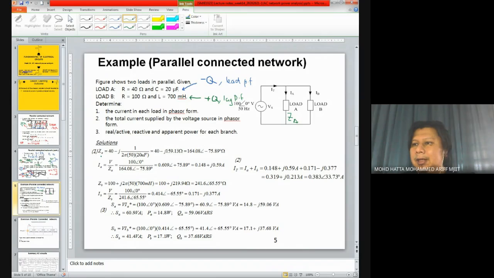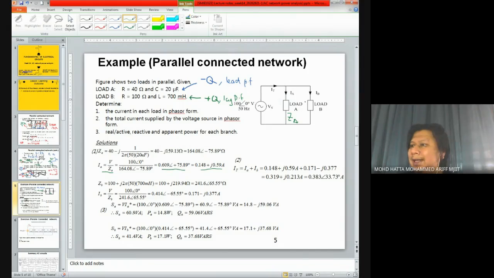We first try to calculate ZA, and according to load A, we have a resistor and also a capacitor. So here we have R minus jXC. This is how we calculate XC. And later, to calculate the current, I just use Ohm's law, V divided by the value of my load impedance. And later on, from the polar form of my IA, I convert it into rectangular form. This is for my convenience, because if I try to add IA and IB later on, it's more convenient to use this rectangular form.